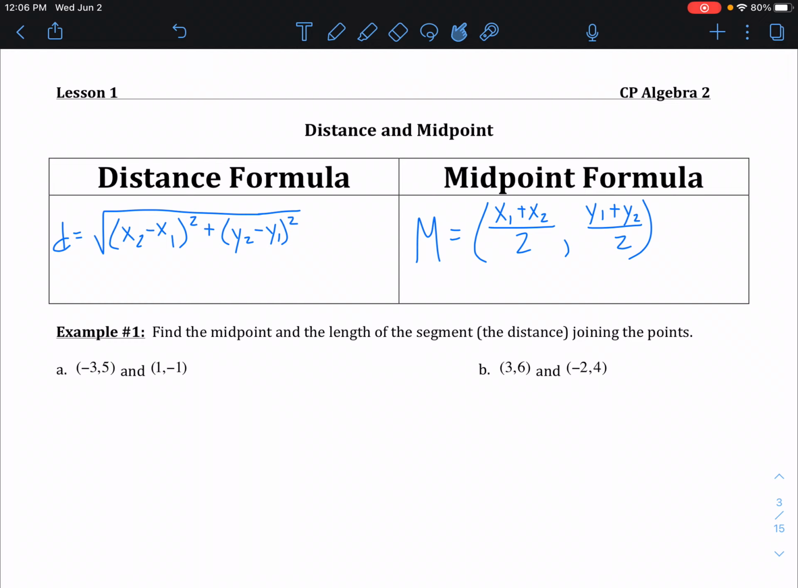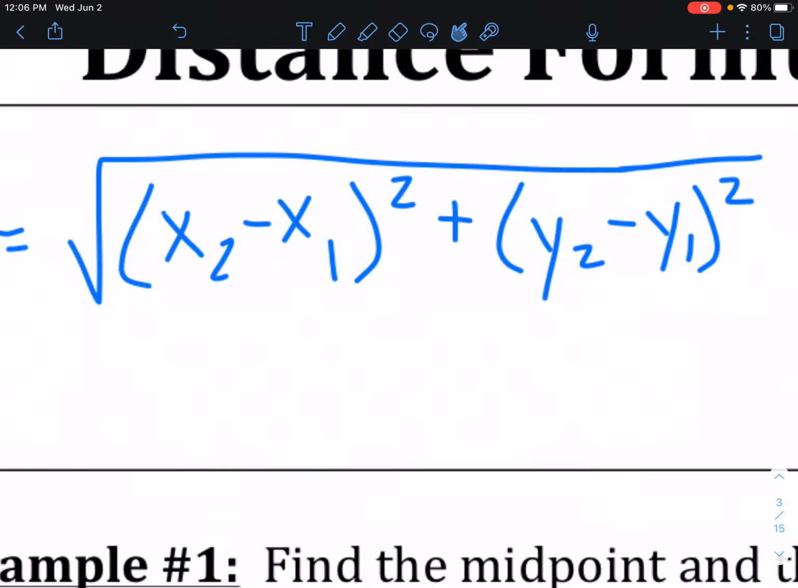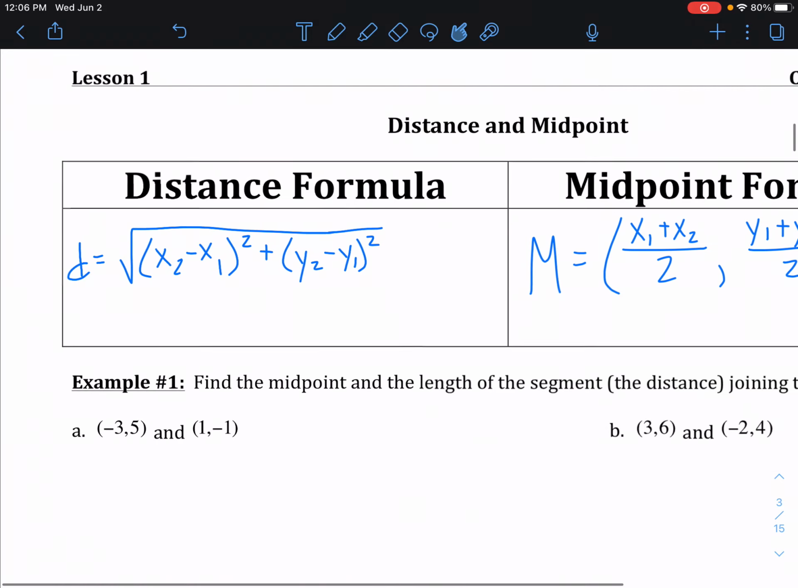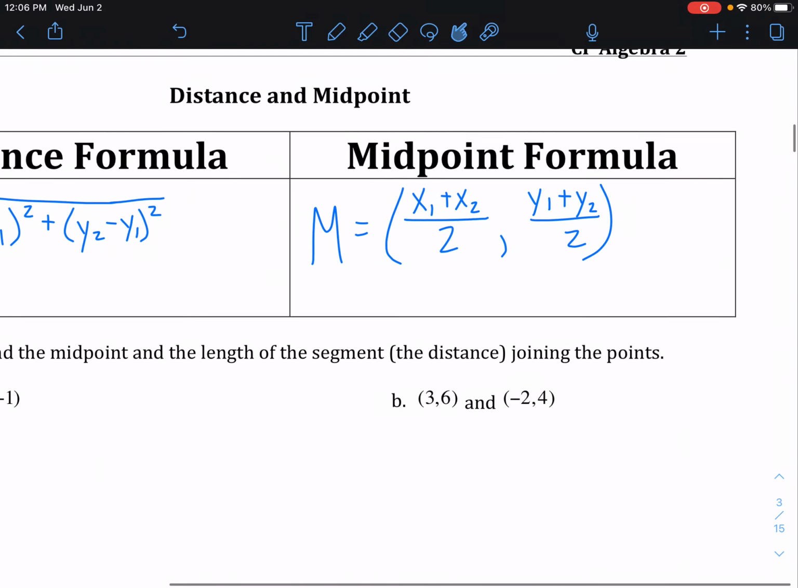So the distance formula, noted by lowercase d, is you have to subtract the x's and then square them, subtract the y's and then square them, add the two numbers together, and then finally at the end, square root that number. So square root is always your last step.